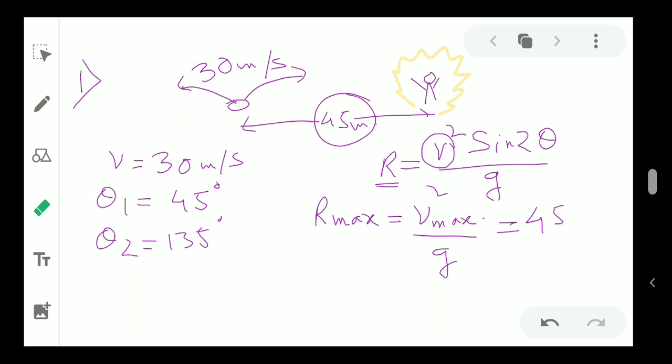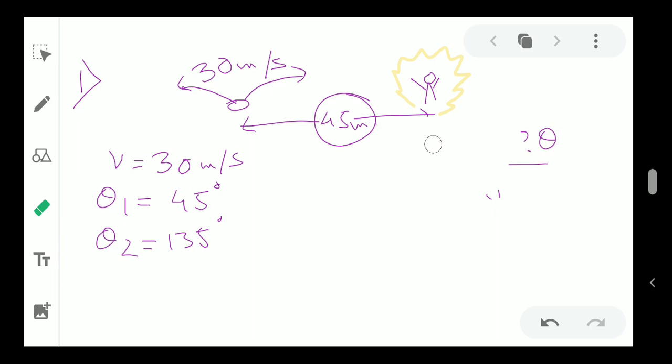Now I have to find out the time for which it is very dangerous for the man to stand there. So what I am going to do here is, because I don't need to find out g or the velocity or something like that, I don't have to find that out.